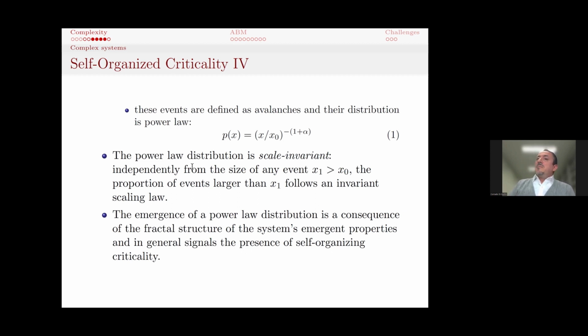And according to Bak, the emergence of a power law distribution is the sign that we are in the presence of self-organized criticality. So of a system in which phase transitions have a fractal structure, in which small events, small external shocks can generate large events with a probability that is not different from the probability mechanism that generates small events, small phase transitions.